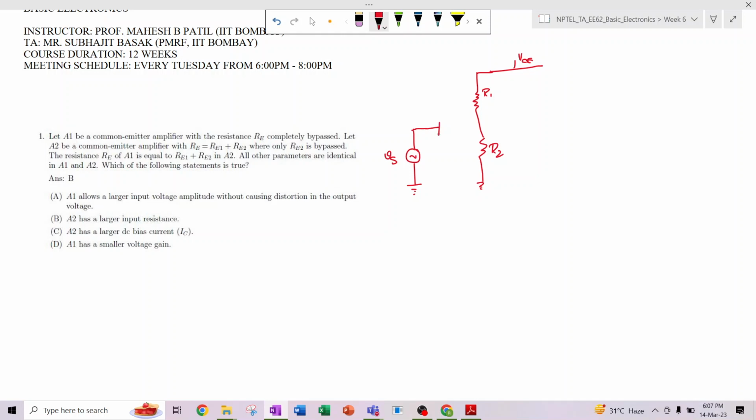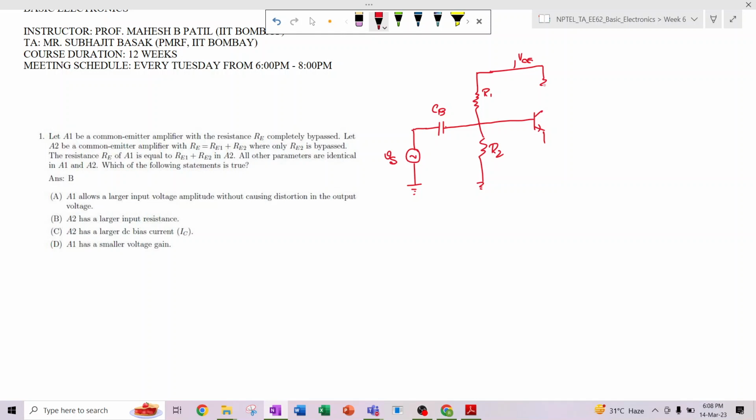So here we put a coupling capacitor, which is nothing but CB, in the base terminal. The coupling capacitor basically blocks the DC input from feeding into the source AC input signal side, and also it helps to pass the AC signal to the base terminal of the transistor. So there is a transistor.